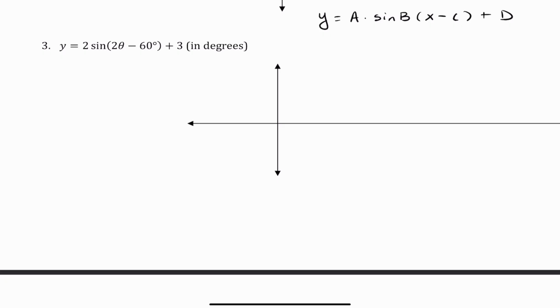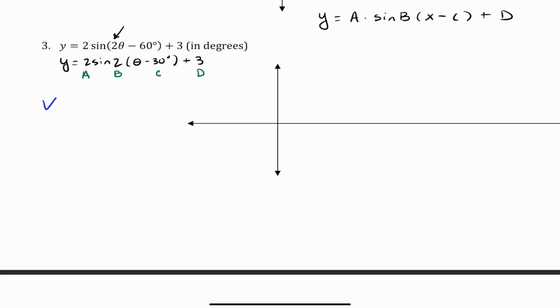So we have number 3. I notice that we have a 2 in front of theta, so I need to factor this out. So I need to rewrite this as y equals, factoring the 2 out, and now we have theta minus 30 degrees inside of the parentheses, then plus 3. So this is A, that's B, that's C, and there's D.